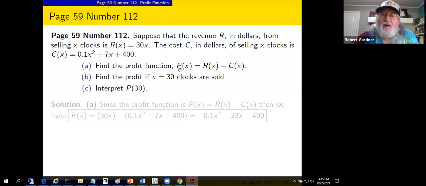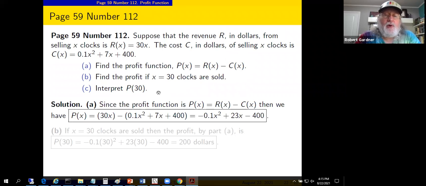So the profit function is the amount of money you bring in minus the amount of money you spend. So profit is revenue minus cost. They're telling you that here. They've given you R of X and C of X. They want you to find P of X. Part B, find the profit, P, when X equals 30, and then interpret P of 30. Part A, profit is P of X equals R of X minus C of X.